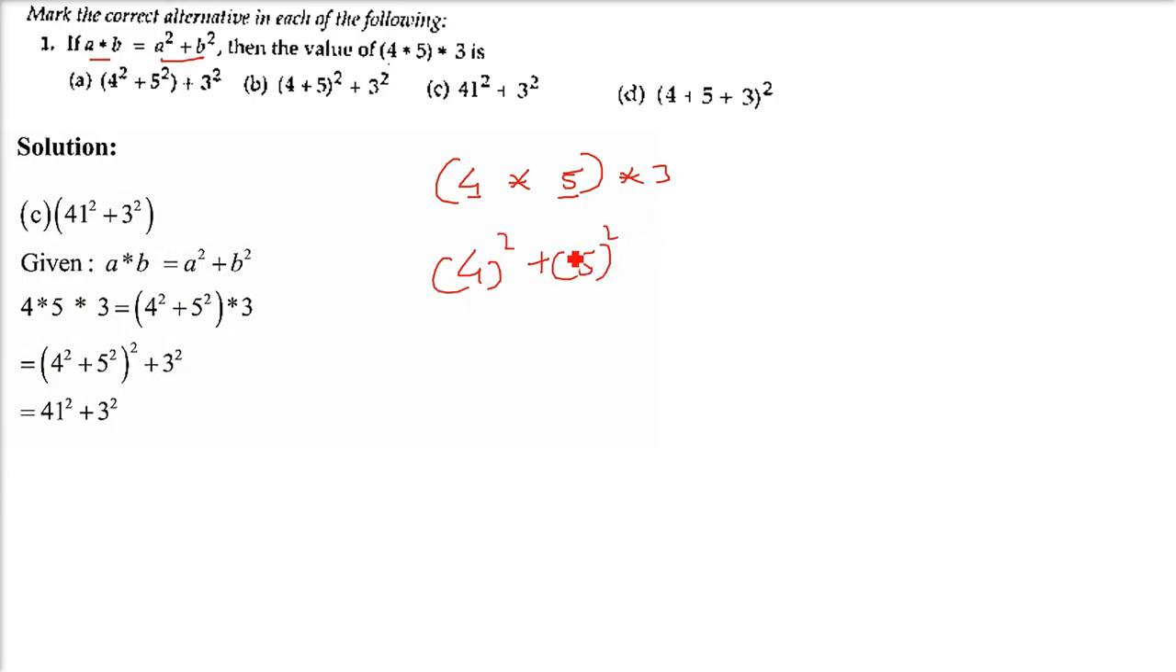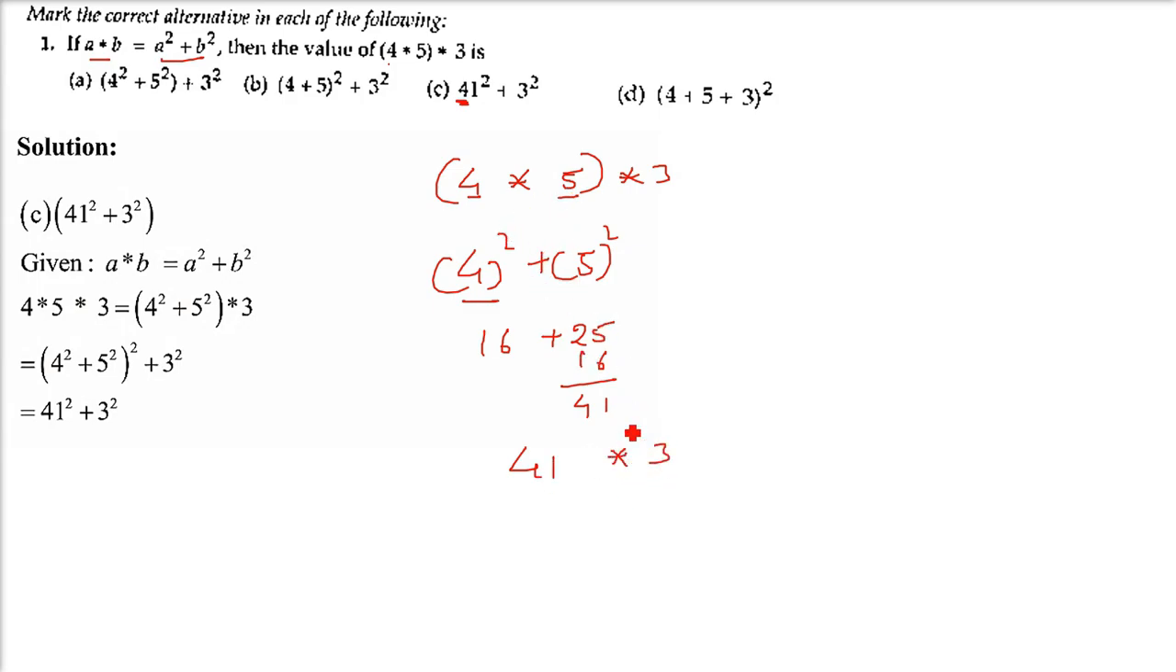First we'll do this. 4 4s are 16, and then we have 5 5s are 25. So 16 plus 25, that will be the first value. Then you have to operate this with the other value, which is 3. So 16 plus 25 will be 41. So 25 plus 16 is 41. Now this 4 star 5 is 41, so we have to operate 41 with 3.